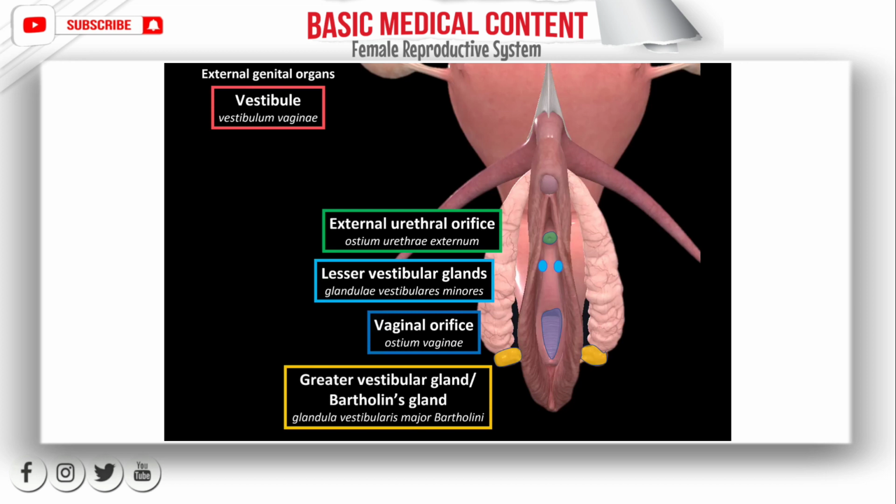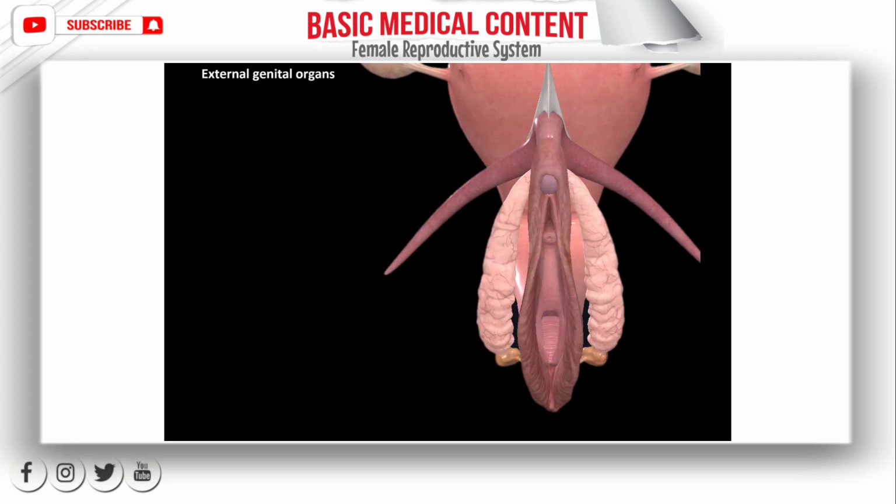Now, there are paired mucous glands embedded in the perineal membrane called the greater vestibular glands, or Bartholin's glands. These glands open into the posterior part of the vestibule. They secrete fluid that helps lubricate the vagina, and sometimes the ducts of these glands can become obstructed and fluid backs up, forming a cyst called the Bartholin cyst. So that was the vestibule.